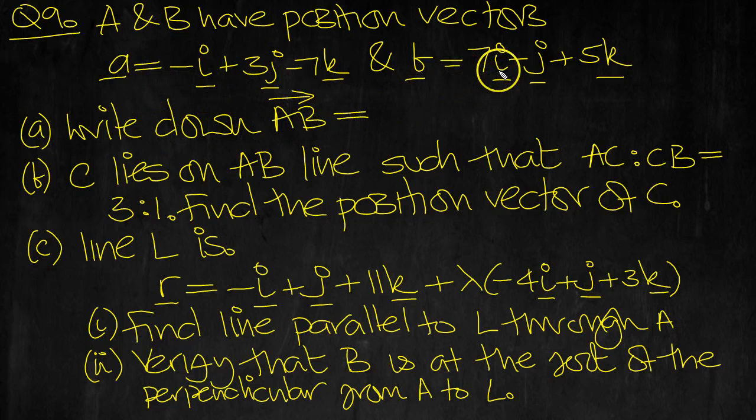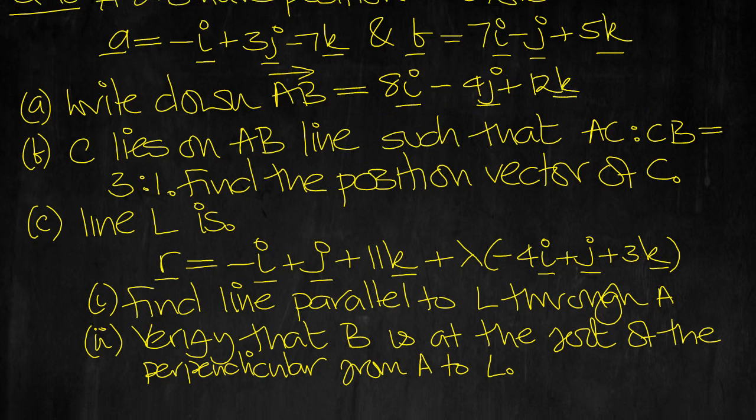So AB would be 7 minus 1, which is 8i. Then A to B, minus j minus 3j is minus 4j. And then 5 minus 7 is 12. Okay, so there's the vector A to B then.